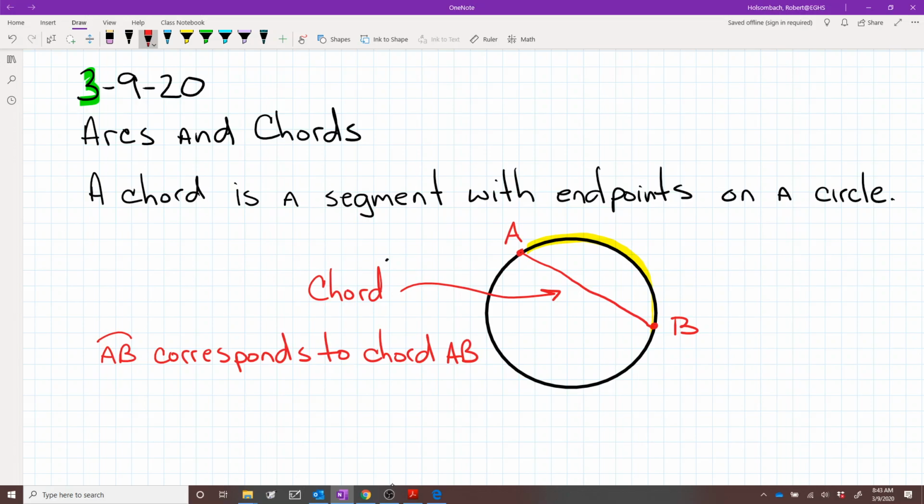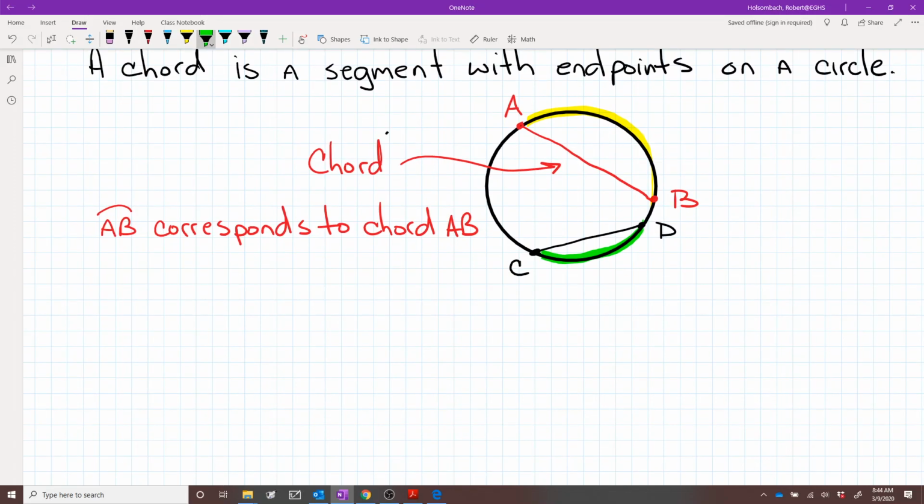Just like if you had a different chord down here. Let's say down here you have a chord CD. Alright, as soon as you draw that chord into that circle, you create an arc. And in this case, this arc right here, arc CD, corresponds to chord CD. Okay?